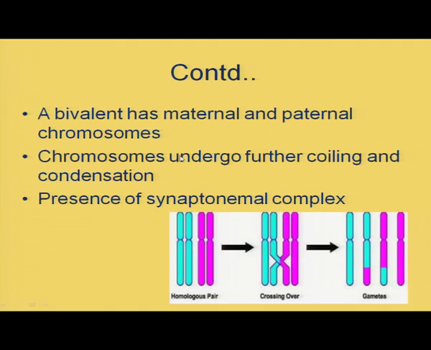Now, these chromosomes again undergo coiling and condensation. This is a continuous process. It will take place till metaphase 1. And after this pairing, that means after synapsis, you can see a complex structure, and this complex structure is known as synaptonemal complex. And in this synaptonemal complex, you can observe one maternal and one paternal chromosome.